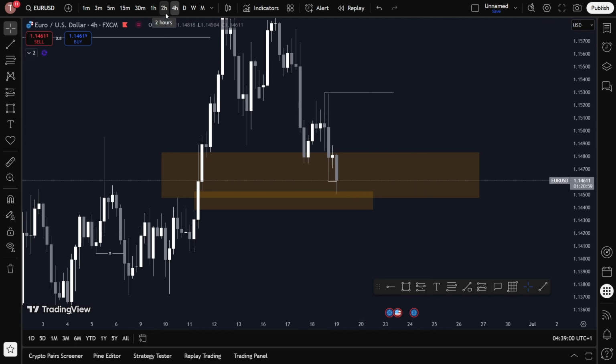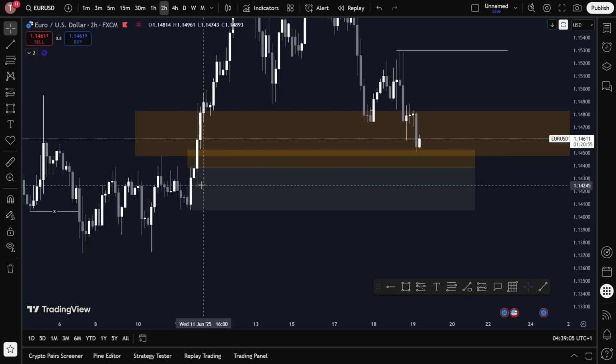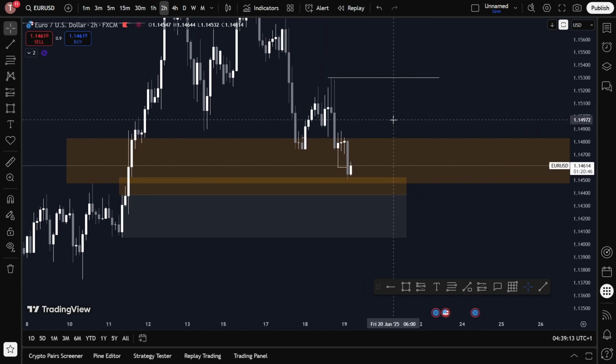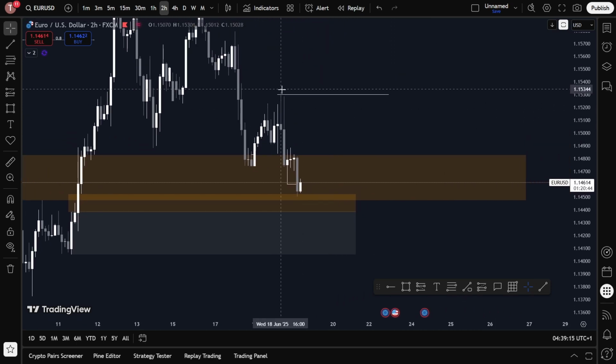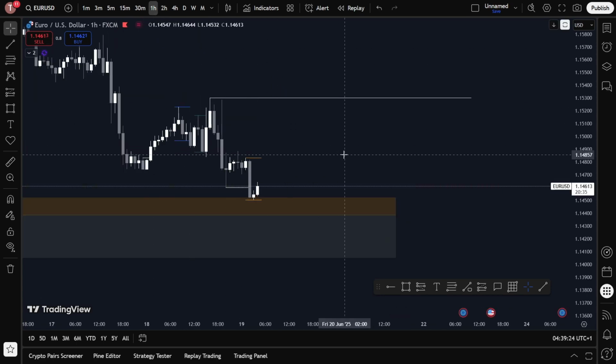So let's move to the 2 hours now. As we move into the 2 hours, what we can see is that this is the order block and this FVG is already mitigated. So this particular FVG is quite crucial for the price, from which the price is actually reacting right now. Till now, we are bearish until and unless this level is disrespected into the market. So let's move to the 1 hours now.